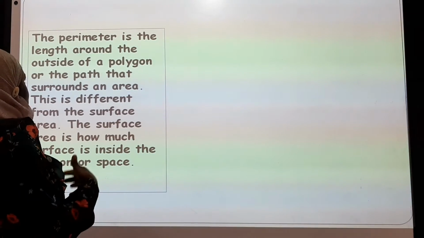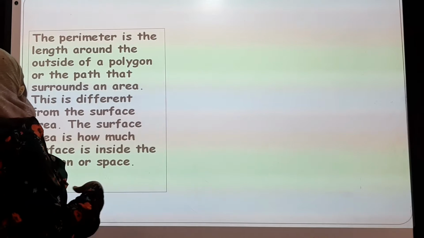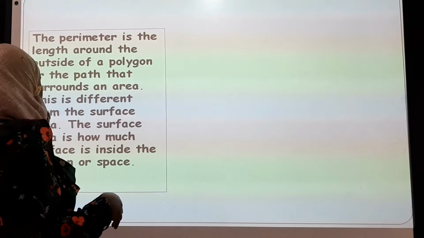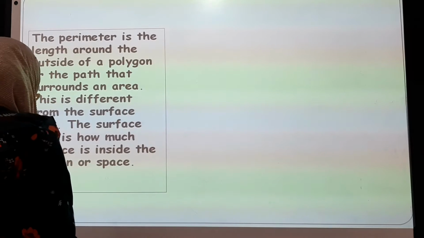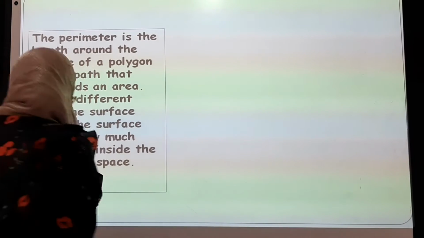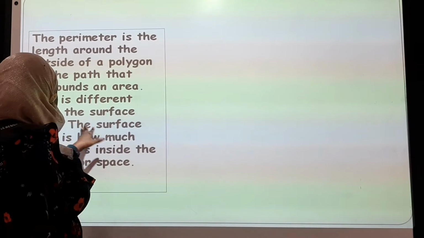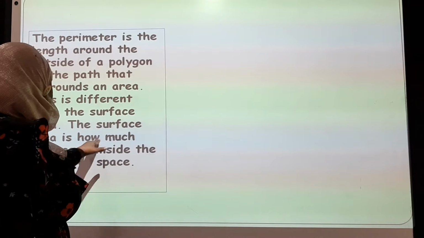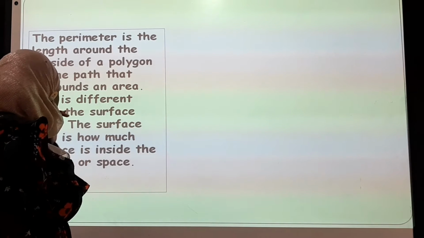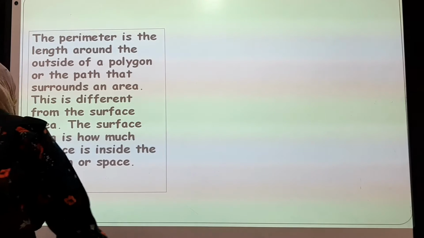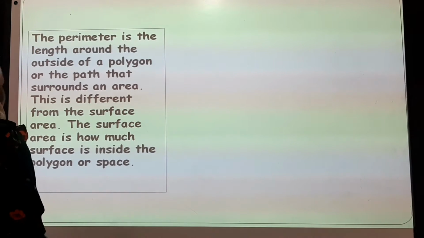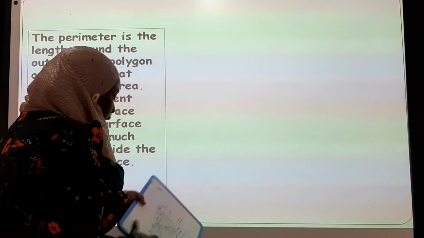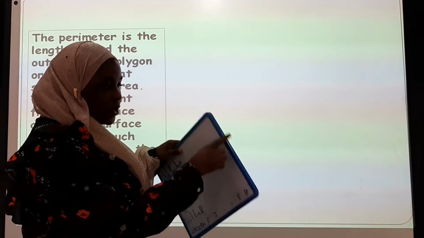As discussed previously, perimeter is the length around the outside of a polygon or the parts that surround an area. This is different from the surface area. The surface area is how much is inside the polygon. So for perimeter it's different. For perimeter we're going to calculate the length of the sides.